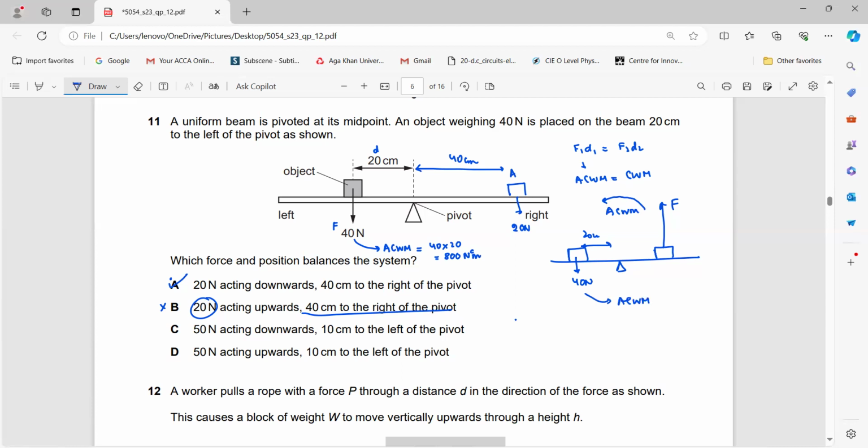Instead, if you place an object on the right that exerts a force upwards, then you need to understand that this object will increase your anti-clockwise moment. And this cannot be an object, sorry, it could be a string that pulls the beam up. Okay.